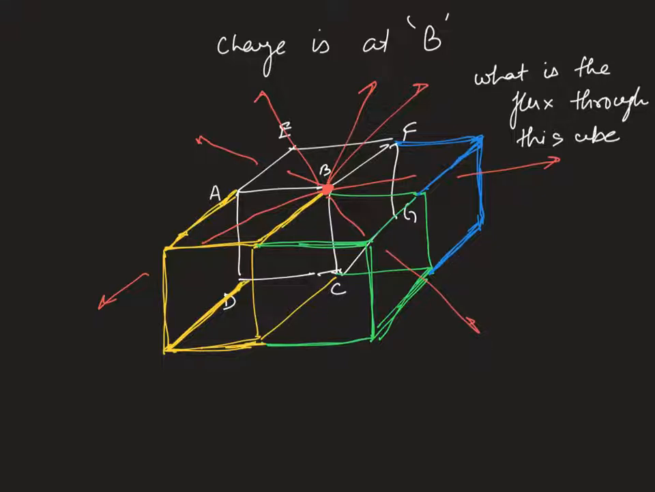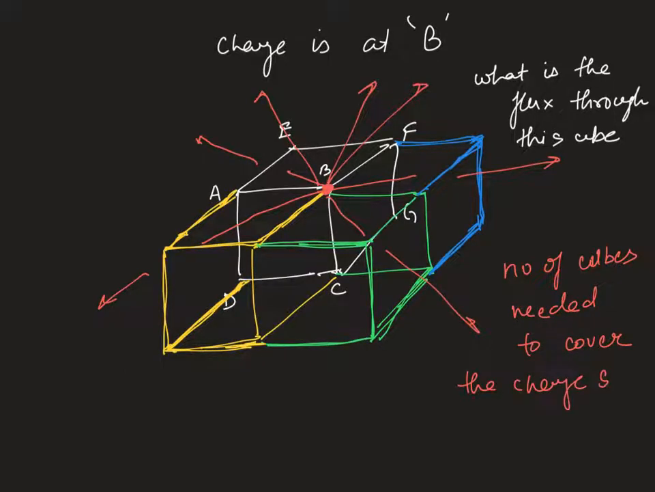So how many more cubes do we need to cover this entire charge? We need an arrangement exactly like the lower arrangement. We need an arrangement exactly like this to cover this entire thing. The number of cubes needed to cover the charge symmetrically, now this is very important, is 8.